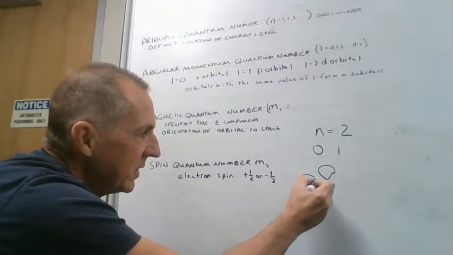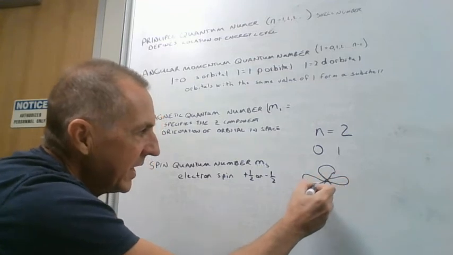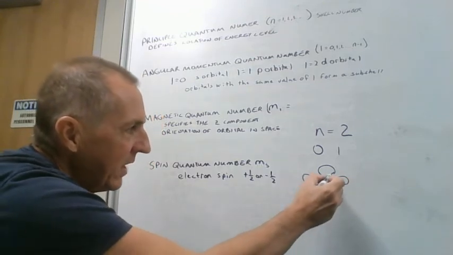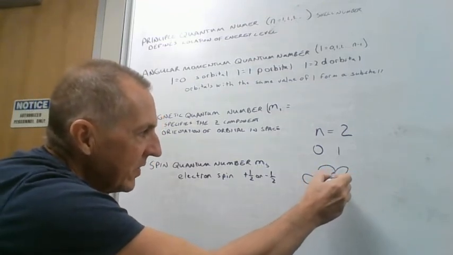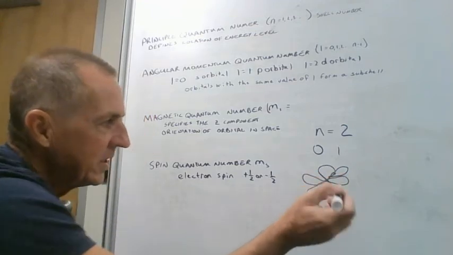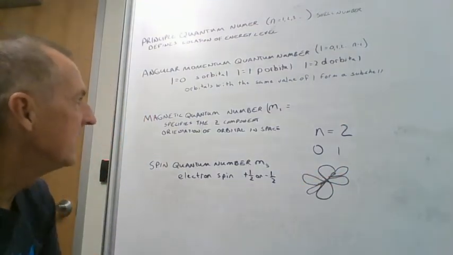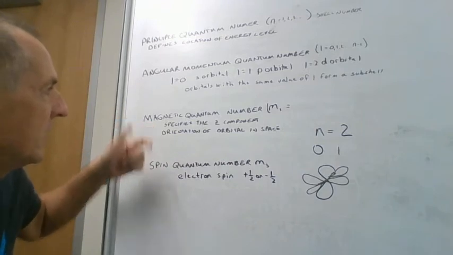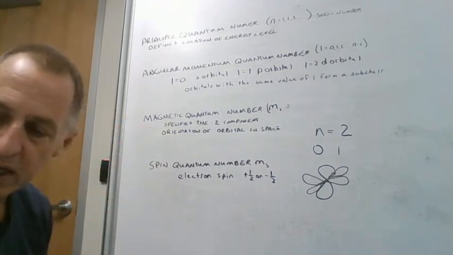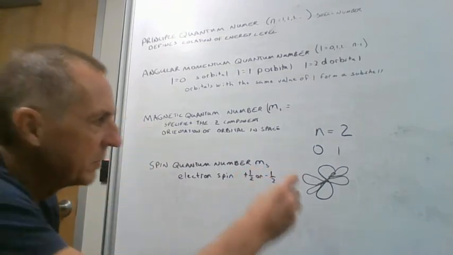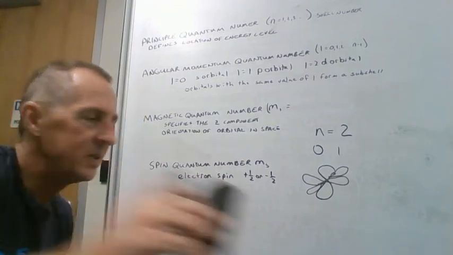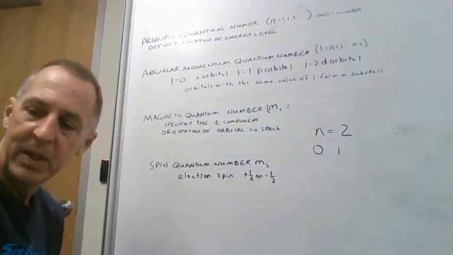So you have another one coming like that in the other direction, and then you would have one, and it's hard to draw, but you'd have a third one that's actually coming out of the plane of the board. And so then you end up with a magnetic quantum number where you have these 3 orbitals, right?